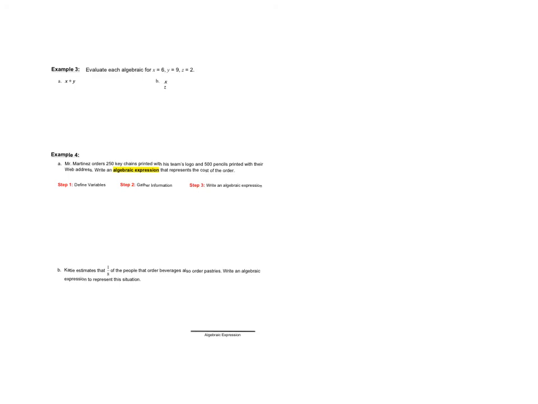Okay, example 3. Evaluate each algebraic expression, I should say, for x equals 6, y equals 9, and z equals 2. So evaluate each expression means plug that number in and simplify. So instead of x, I'm going to have 6. Instead of y, I'm going to have 9. And then 6 plus 9 is 15. Notice the problem did not start with an equal sign, and so I'm not going to add one in because it's really an expression. It should not have an equal sign. Okay, x over z, that would be 6 over 2. Well, 6 over 2 is 3.